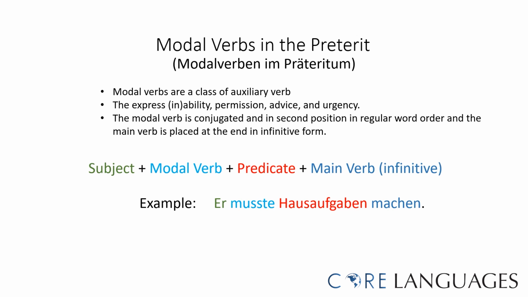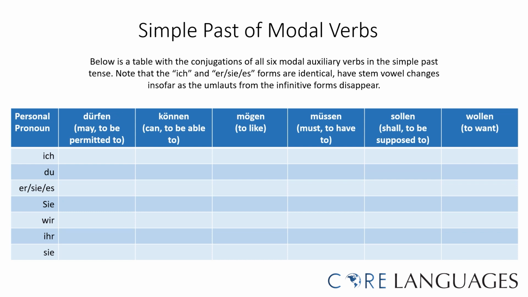Modal verbs follow a different conjugation pattern, both in the simple present tense and the simple past. Feel free to repeat after me, and note that ich and er, sie, es are identical. Ich durfte. Du durftest. Er, sie, es durfte. Sie durften. Wir durften. Ihr durftet. Sie durften.